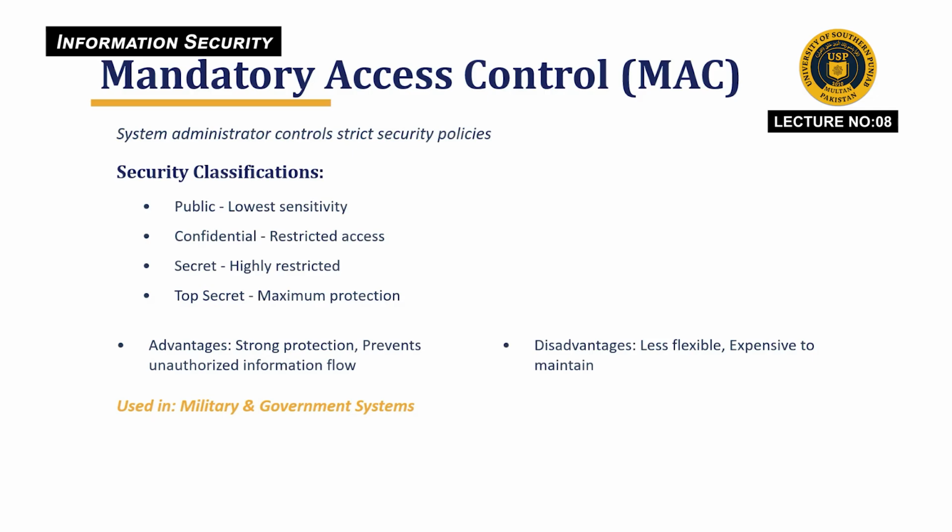The second model is mandatory access control. Mandatory access control is stricter than DAC. Permissions are controlled by the system administrator, not by the user. This is commonly used in military systems and government organizations. Mandatory access control uses classifications such as public, confidential, secret, and top secret.